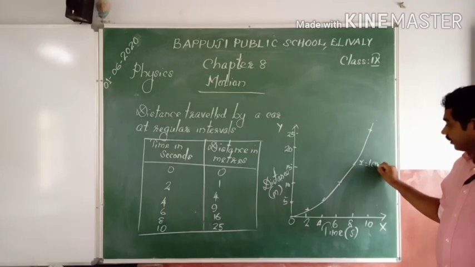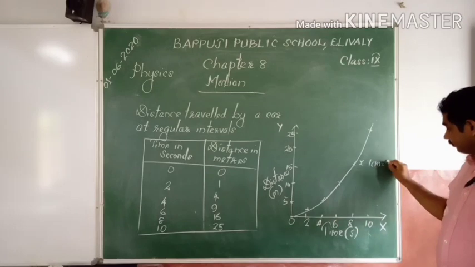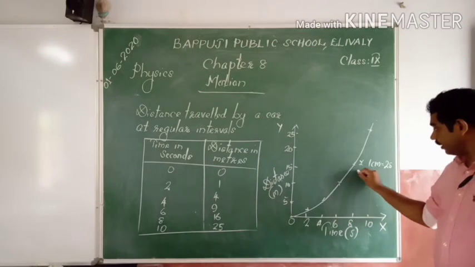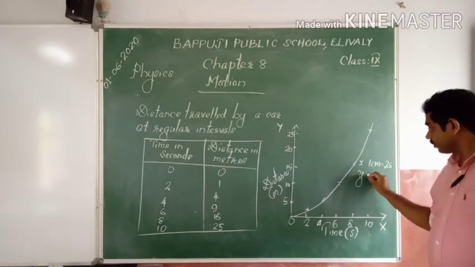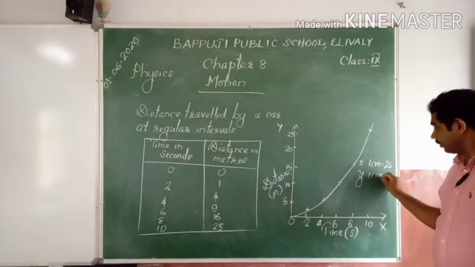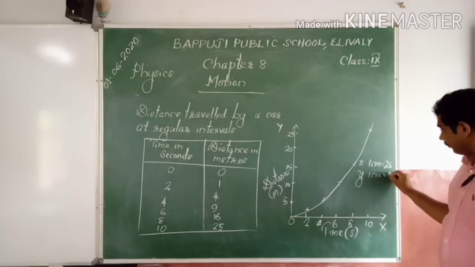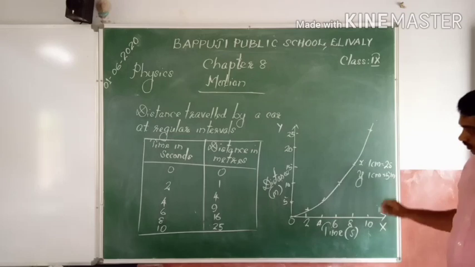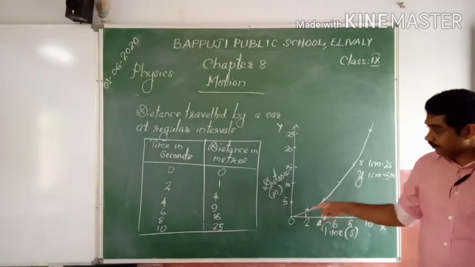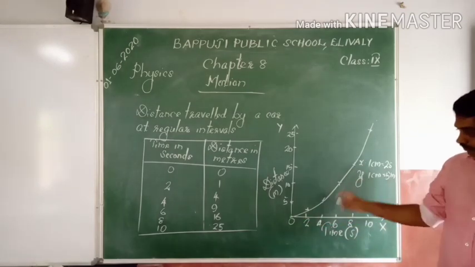On the x-axis, 1 centimeter is equal to 2 seconds. On the y-axis, 1 centimeter is equal to 5 meters. Okay, then we can plot a graph.